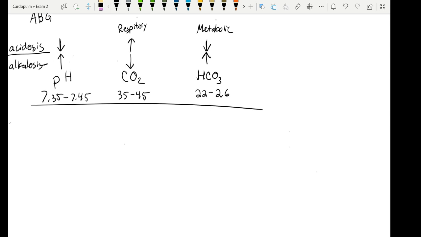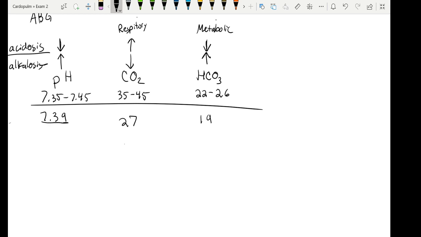All right, so I skipped ahead. I'm on question number 6. I don't know if they keep the same numbers on each question or not, but I'm on question 6, and it says the pH is 7.39. The CO2 is 27, and the bicarb is 19. Now we haven't seen this one yet.